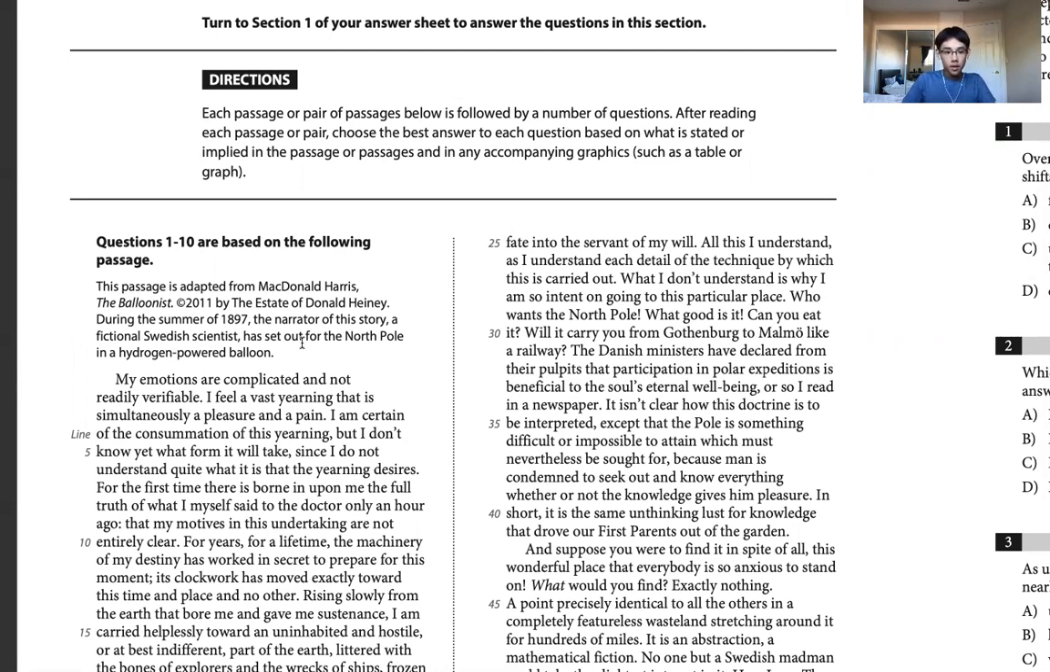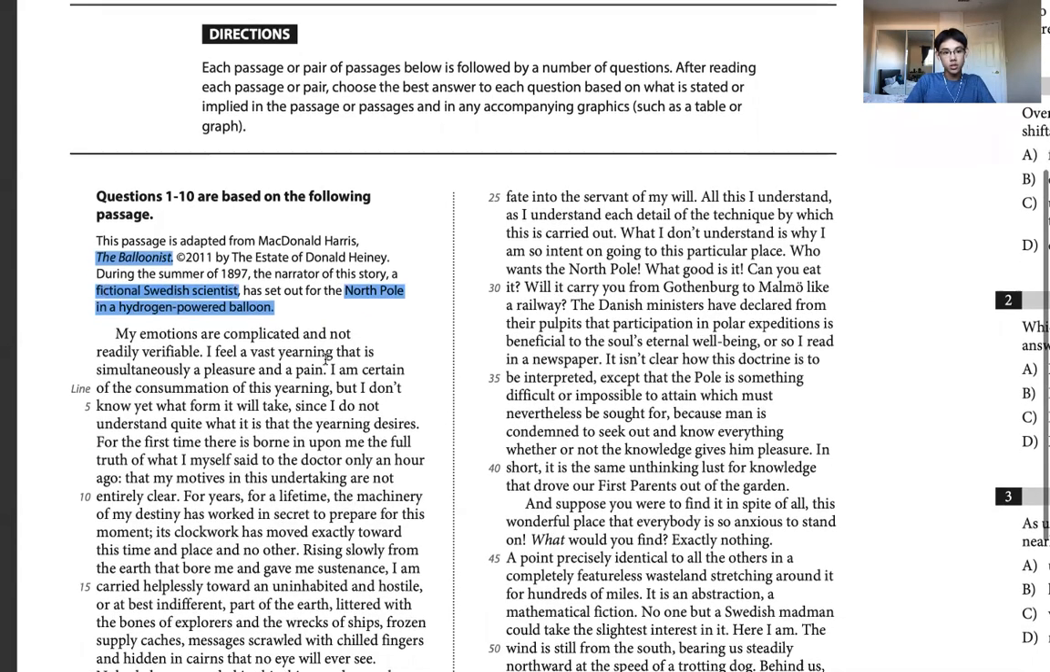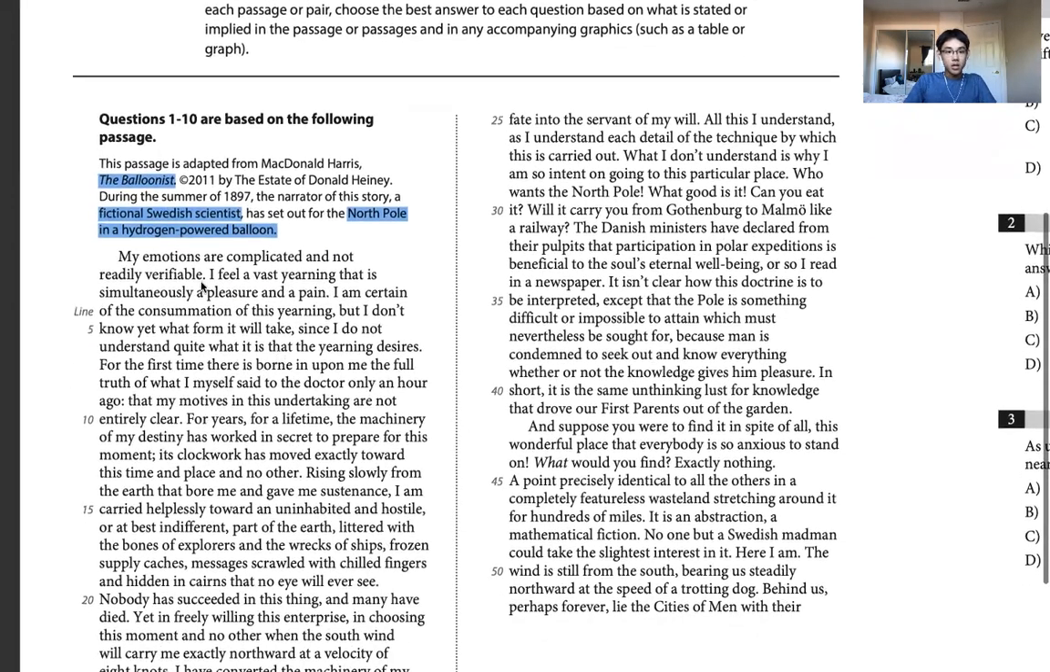So let's begin. This passage is adapted from MacDonald Harris, The Balloonist, 2011, by the estate of Donald Heine. During the summer of 1897, the narrator of this story, a fictional Swedish scientist, so we know this character is not real because this is, after all, a piece of literature, has set out for the North Pole in a hydrogen-powered balloon. Okay, that's interesting. All right, the passage begins.